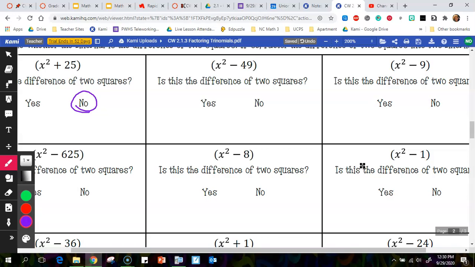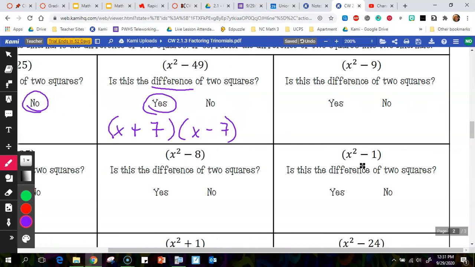x squared minus 49. Okay, it is a difference because it has a minus. x squared is always a square of x, and 49 is 7 squared. So this would be yes. So then let's factor this. We have an x plus something and an x minus something, and it's going to be 7 because that is the square root of 49.